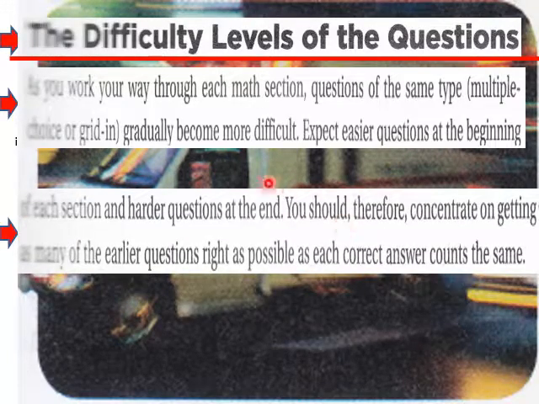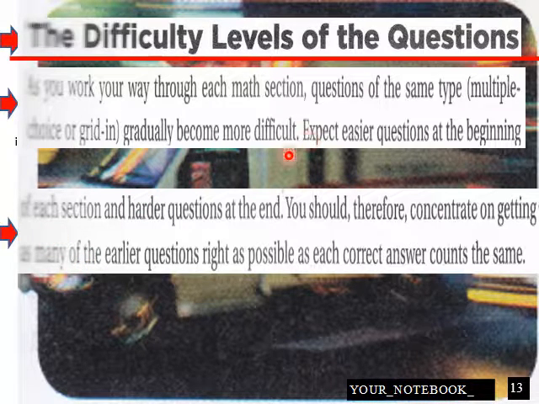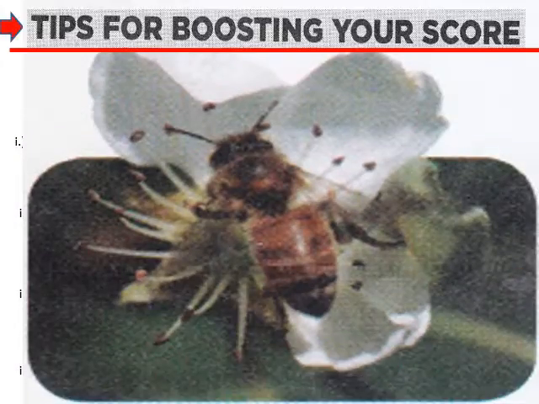Difficulty levels of the questions. As you work your way through each section, questions of the same type, multiple choice or grid-in, gradually become more difficult. And so easier questions are at the beginning and harder at the end. You should therefore concentrate on getting as many of the earlier ones right as possible.